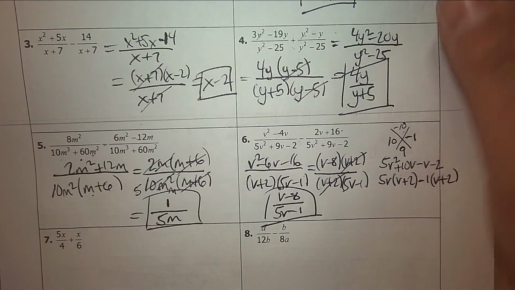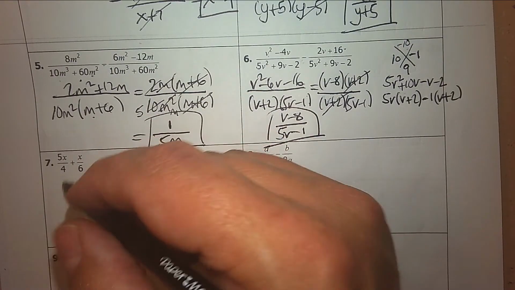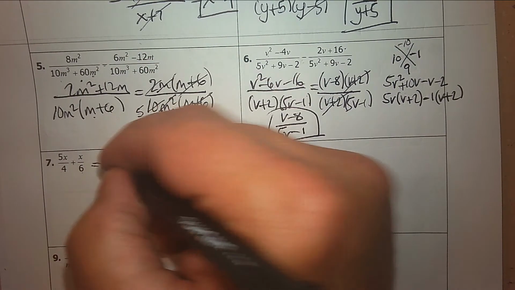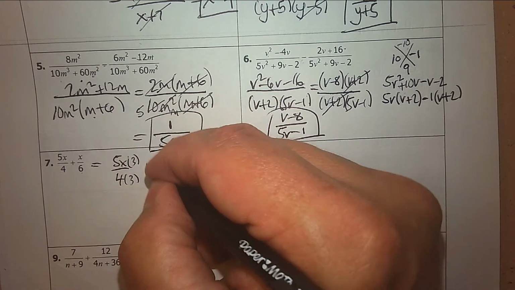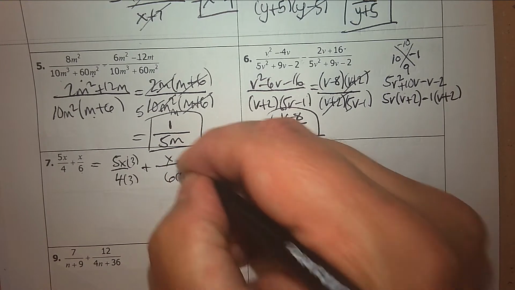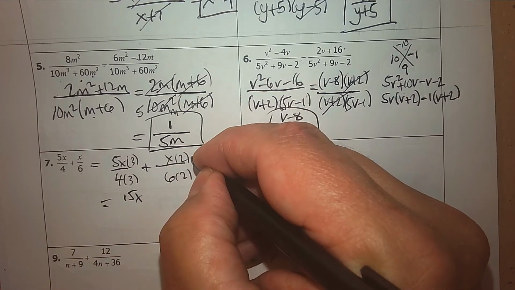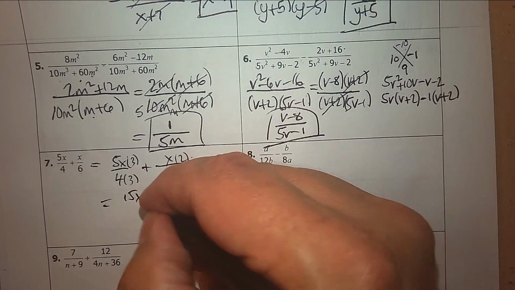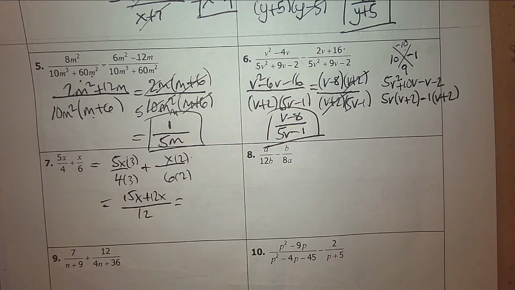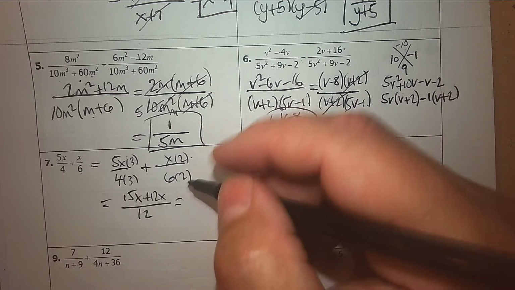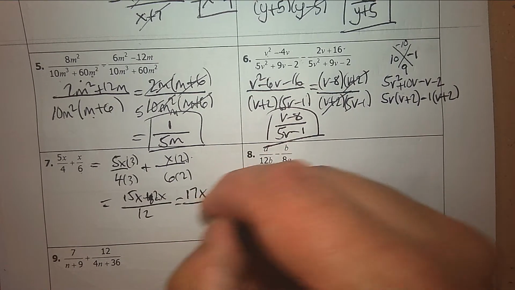Number 7, unlike denominators. What's the smallest number that 4 and 6 both go into evenly? And that number is 12. So I'm going to multiply top and bottom times 3. The second one I'm going to multiply top and bottom times 2, so the denominators can be the same. So I have 15x plus 2x, and then 12 in the denominator. So 15 plus 2 is 17x over 12. Done.